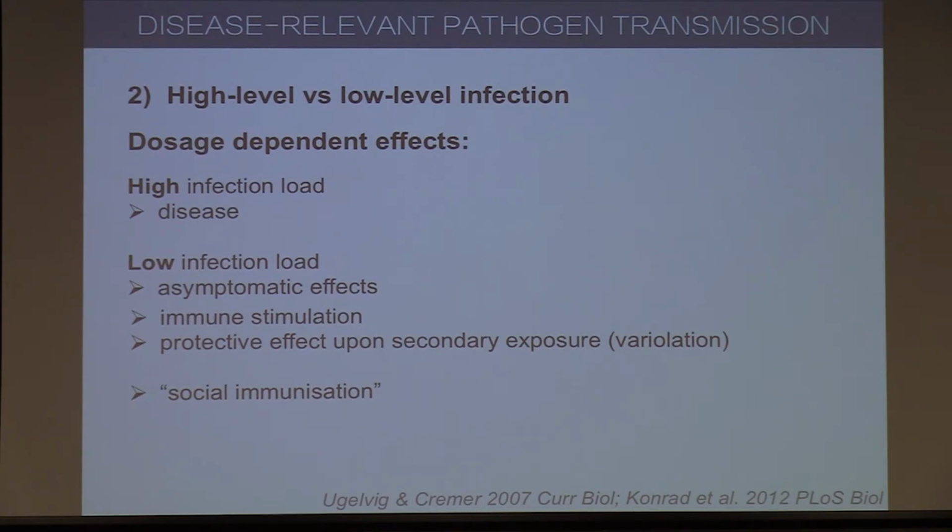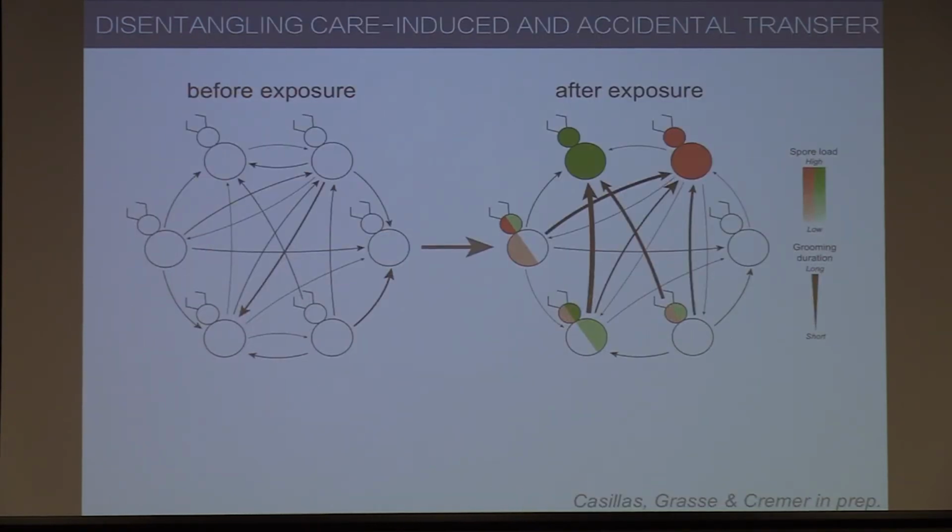Sometimes, I mean, a few spores can already lead to a high infection, but in general, the more you are exposed to, the more likely it is that you will develop a disease. And tomorrow I will talk more about the social immunization, about this spread of low-level infections in the helpers when they have groomed off other individuals. But today I would just like to show you our preliminary data.